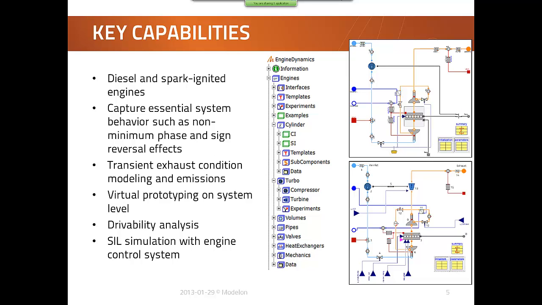So the key capabilities here are to model diesel and spark ignited combustion engines and capture essential system behavior such as non-minimum phase and sign reversal effects. These are typically limiting effects in the control system development. It limits how fast you can do the control. And I will show you an example of these effects for a diesel engine later on.